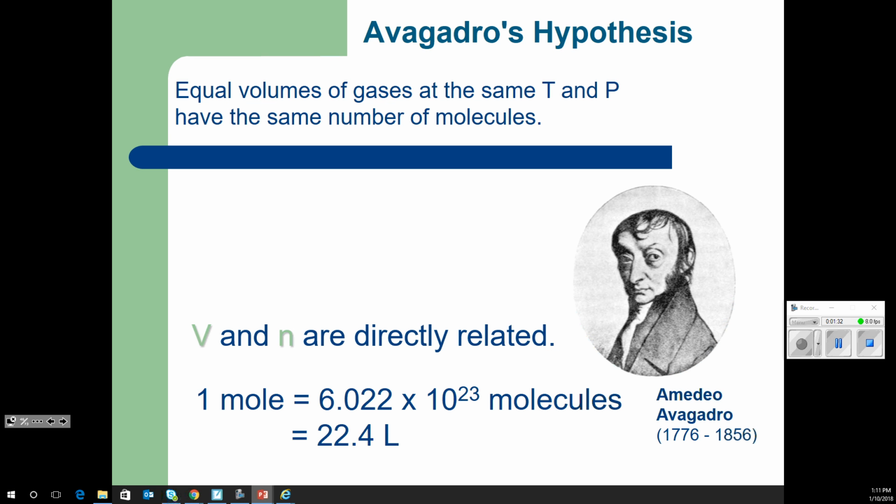We are going to start with Avogadro's hypothesis. If we looked at the combined gas law, he held temperature and pressure both constant, and so he found out that V and n are directly related. If you remember the gas laws, let's go through them really quick.